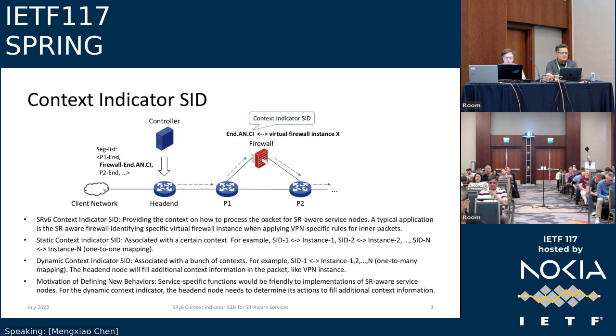There are two motivations. One is that specific functions would be more friendly to implementations of SR-aware service nodes. Secondly, for the dynamic context indicator case, the head end node needs to determine its action to fill additional context information. A specific behavior can be helpful. Next slide, please.